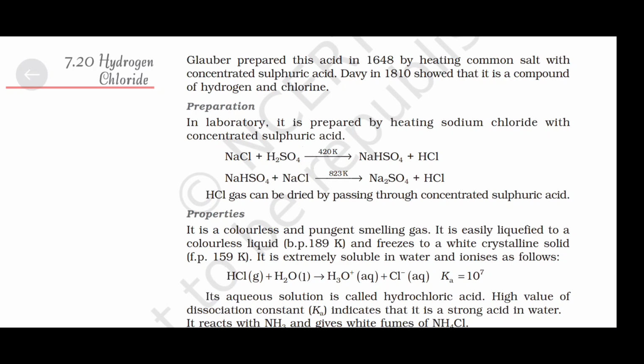Hydrogen chloride. Glauber prepared this acid in 1648 by heating common salt with concentrated sulfuric acid. Davy in 1810 showed that it is a compound of hydrogen and chlorine. Preparation. In laboratory, it is prepared by heating sodium chloride with concentrated sulfuric acid.